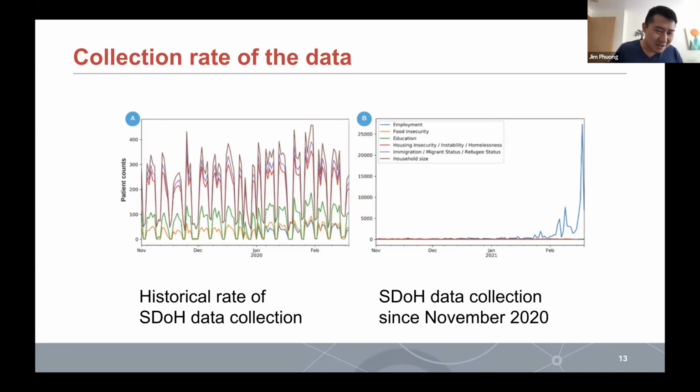There's something obviously different about the two images shown here. One is the rate on the left. This is what would be considered maybe our prior rates. We were seeing a lot more data collection about household size, immigration, housing insecurity, and not so much about employment. But when we were looking at employment in the second year of the pandemic, roughly around that January, February time, that's when a lot of the vaccinations were being deployed. And we could only see this because of the time stamping.